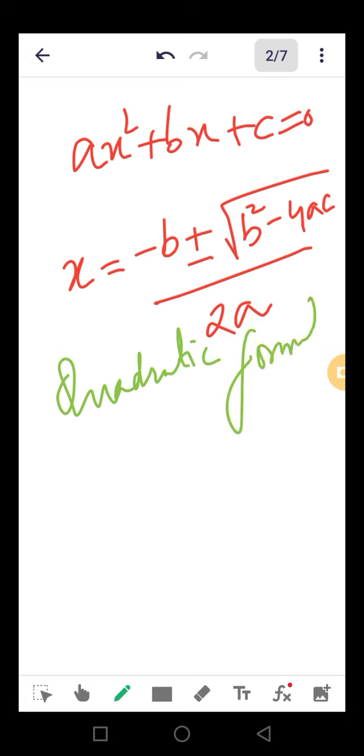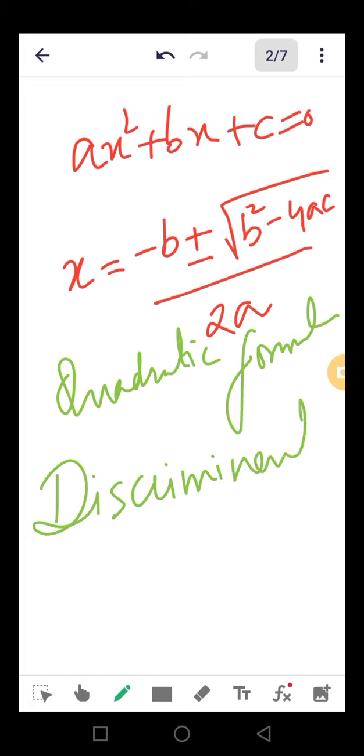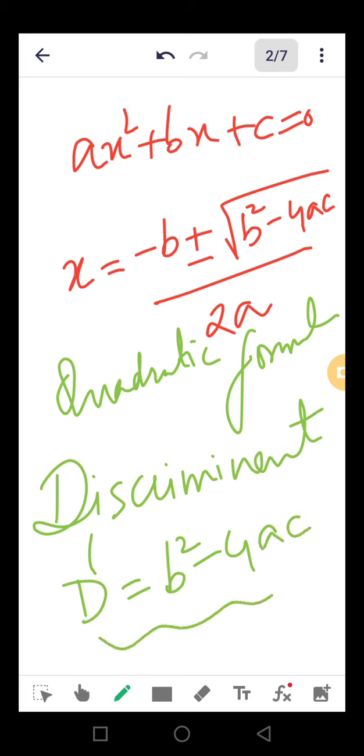In this quadratic formula, this part b square minus 4ac is called discriminant, usually denoted by letter D. So if I say D, that is b square minus 4ac. Usually what we do, first we find the D value from the equation.